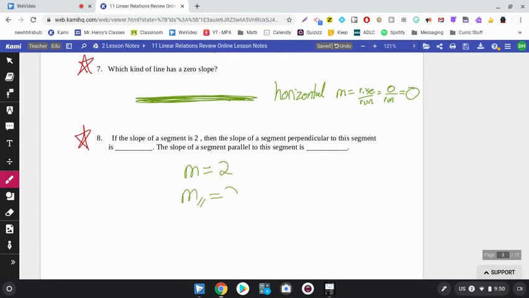parallel is my favorite thing in the world. A parallel slope is the exact same. Parallel lines have the same slope. They have the equal slope. It is the exact same number. Okay.